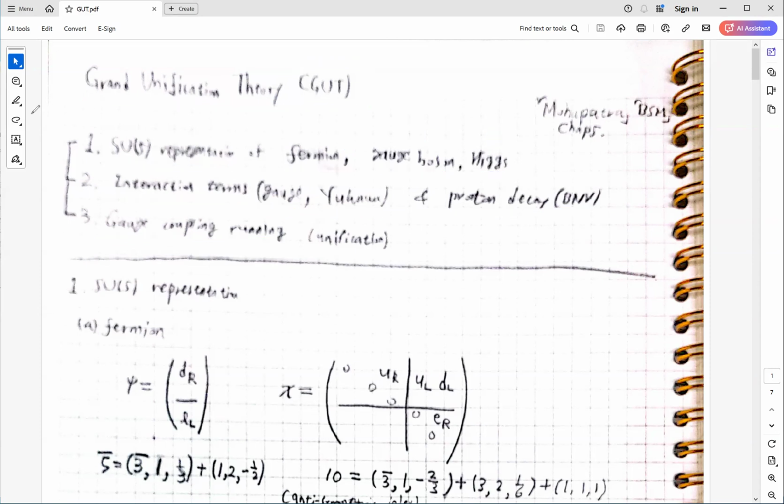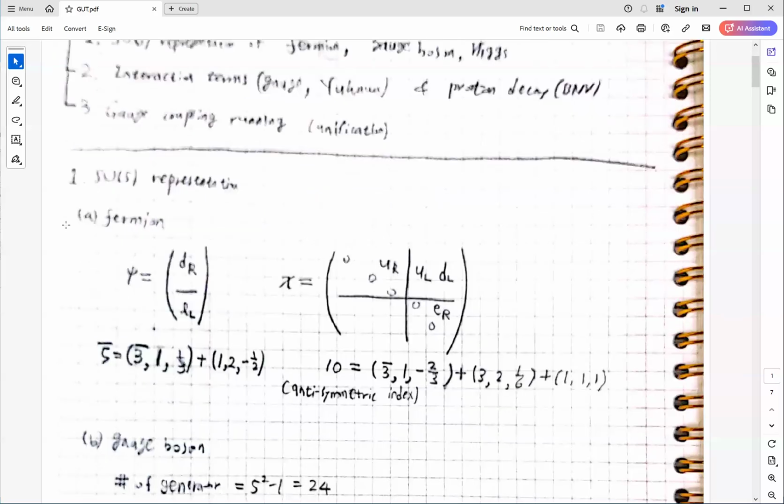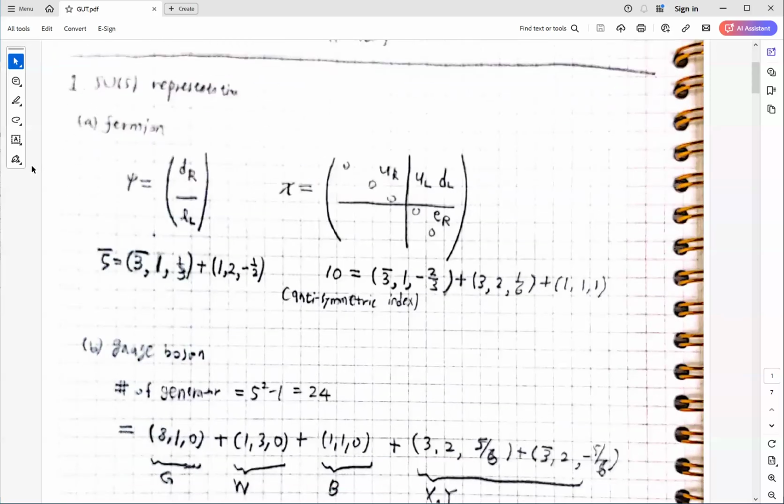So first of all, we'll talk about SU(5) representations of the particle field. First, I'll discuss the fermion field. There are two kinds of representation in SU(5) for the fermion. The first one is the 5 bar representation, psi, which consists of the right-handed down quark with 3 bar and the left-handed lepton doublet with 2.